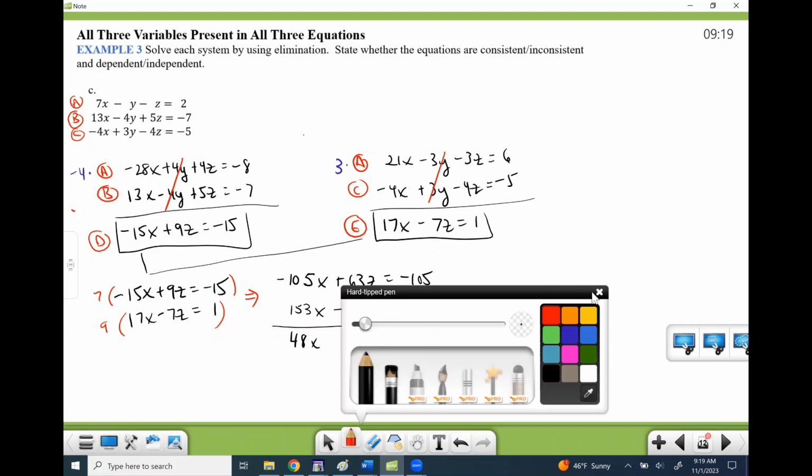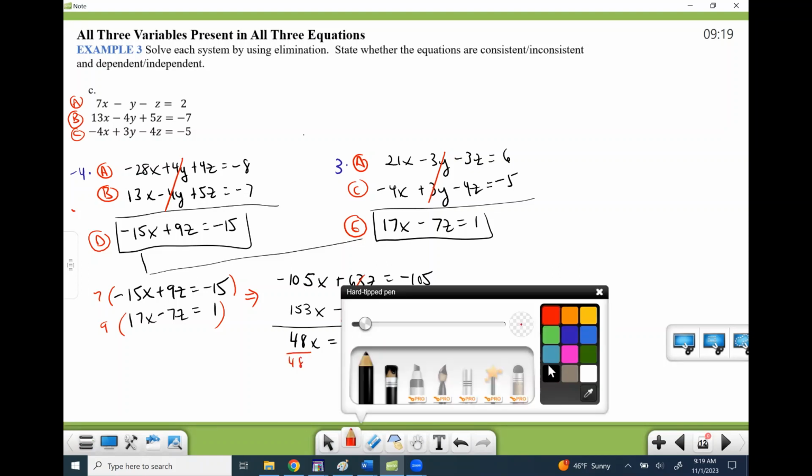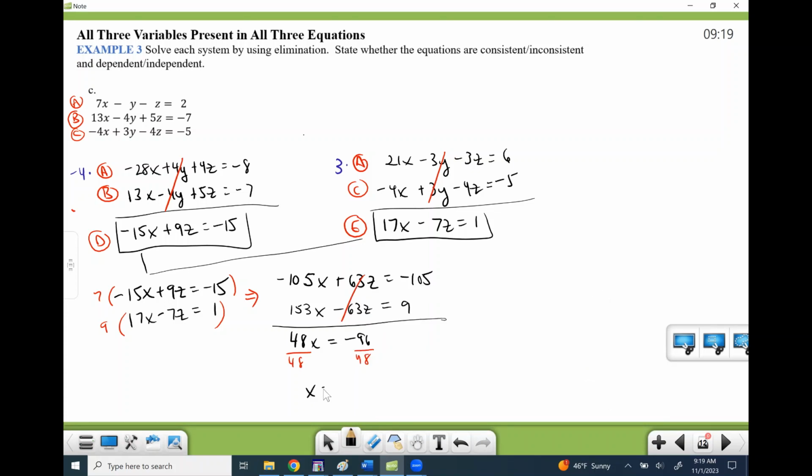Okay, so this is going to give us 48x. These will cancel like we wanted. And then this is going to give us negative 96. Perfect, because 48 does go into 96. It goes in 2 times. So this is going to end up being negative 2. Great.